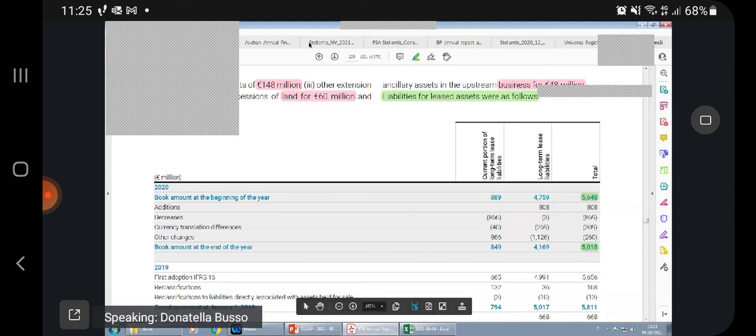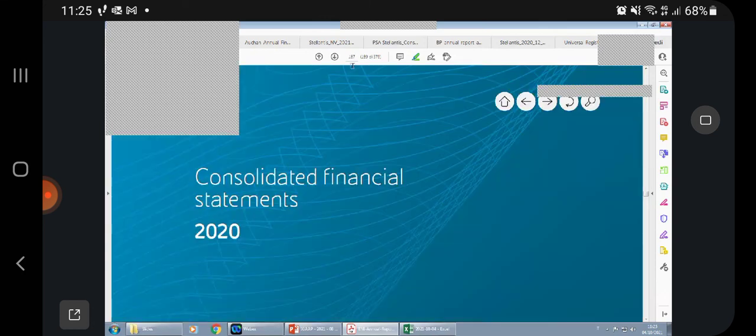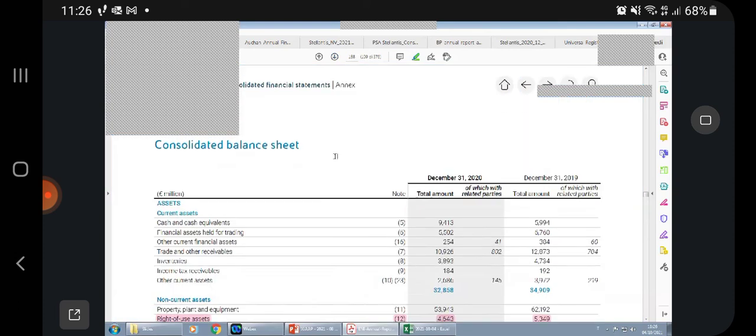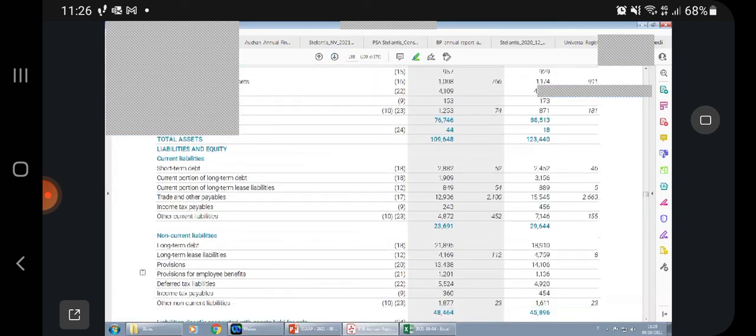In the balance sheet, if I go back to the balance sheet, liabilities, current portion of long-term liability. Where are you? Long-term liability. Okay? So this is the total amount of the lease liability.